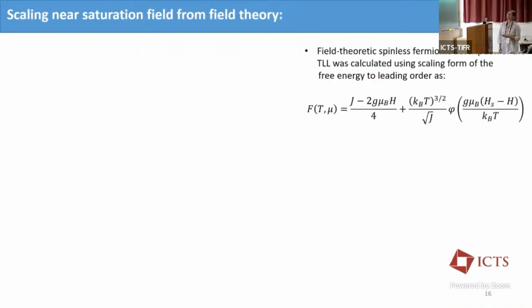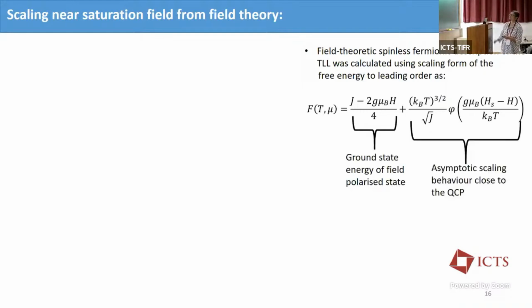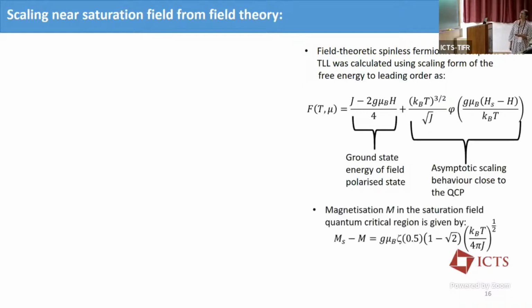Okay, right. So then what we did was, because it's a one-dimensional system, field theory calculations were easy for my collaborators. So what they did is they wrote a spinless fermionic description for the Tomonaga-Luttinger liquid in this fashion. The first term is the fully polarized state, and the deviation from that because of the application of the field here, and the other higher order terms indicate criticality. Okay, so this is the ground state of the field polarized state, and this is the asymptotic scaling behavior close to the quantum critical point.